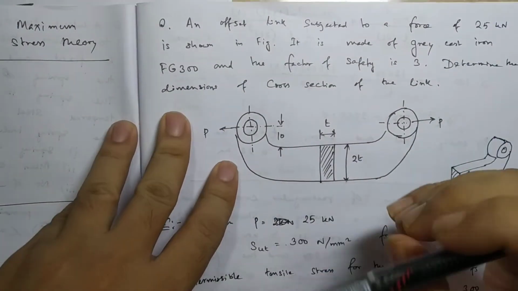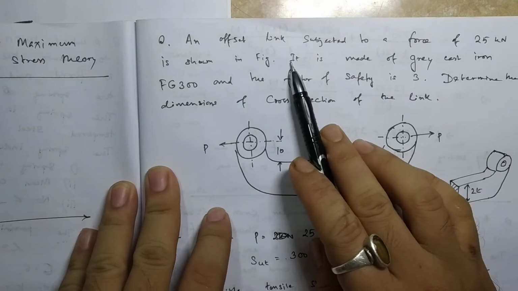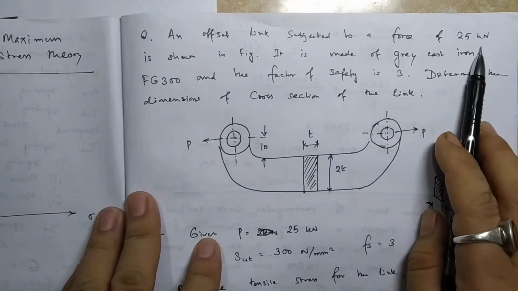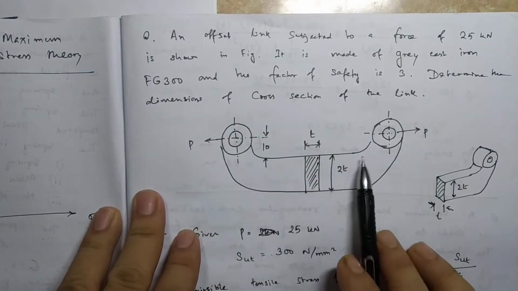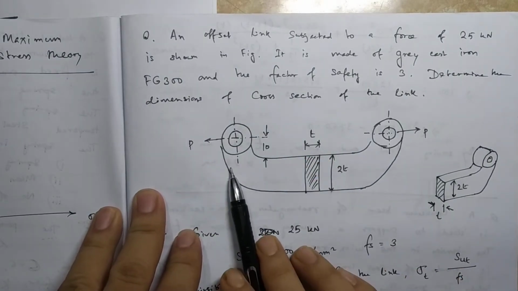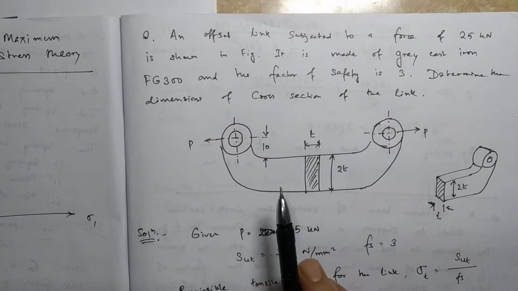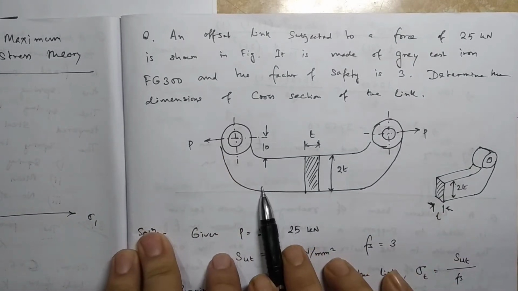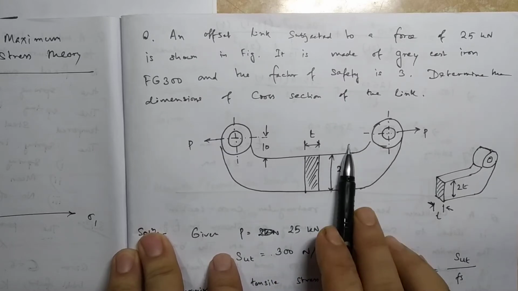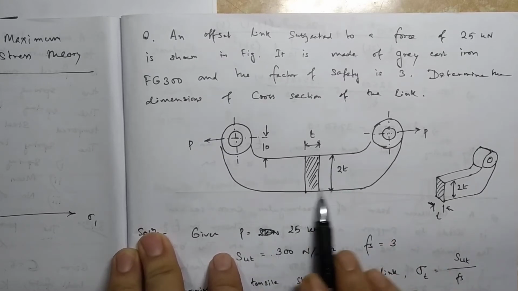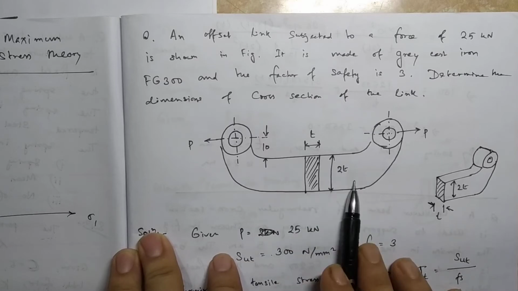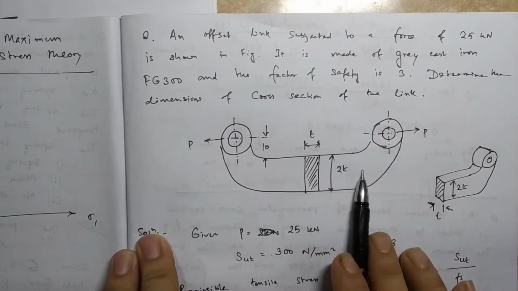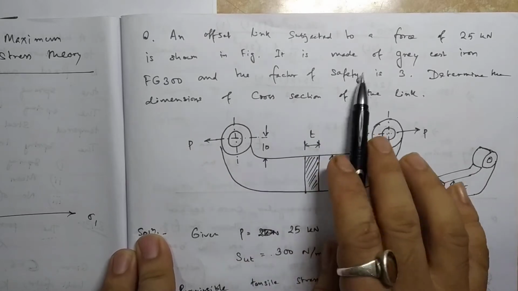An offset link subjected to a force of 25 kilonewton is shown in the figure. So this is the offset link. Offset links are those where forces are not applied along the axis but away from the axis, parallel to the axis but not along it. So this is its axis, and the force is applied above or below, anywhere. So this is an offset link.